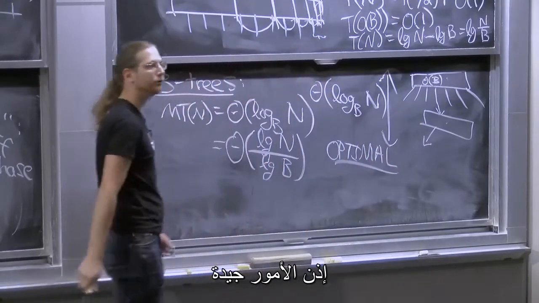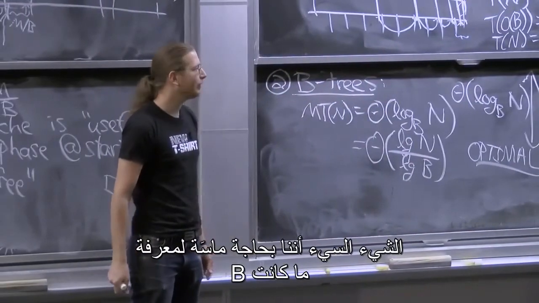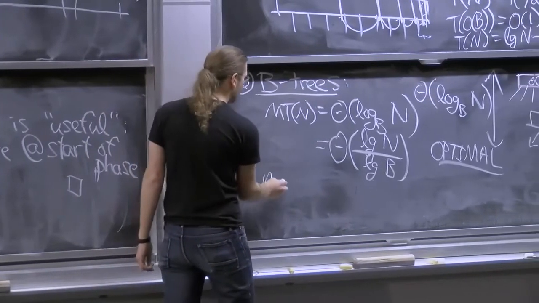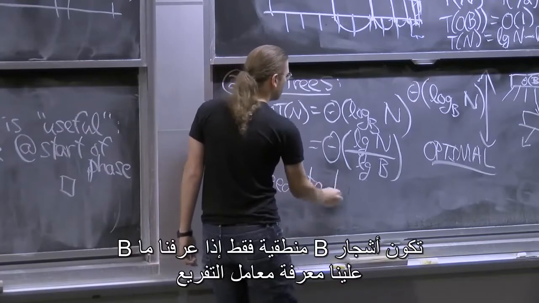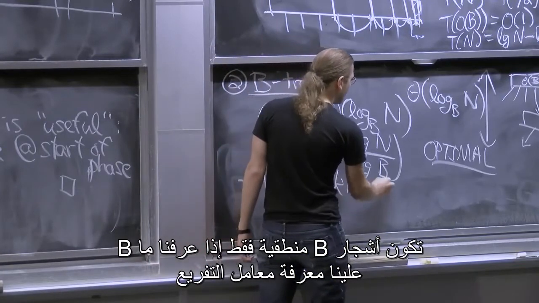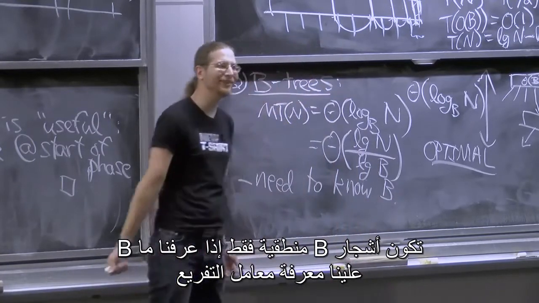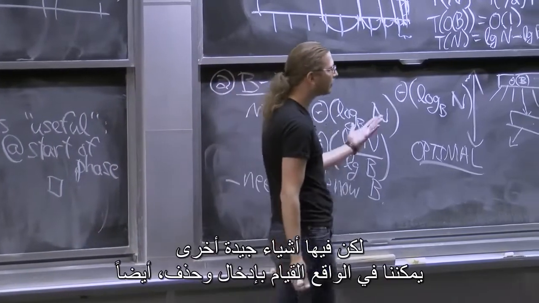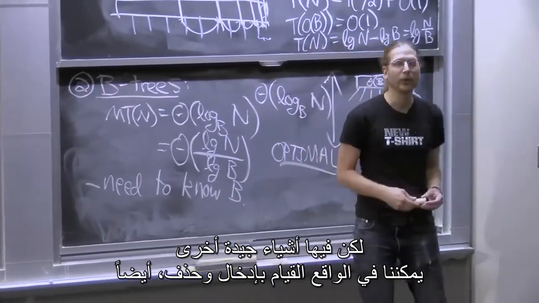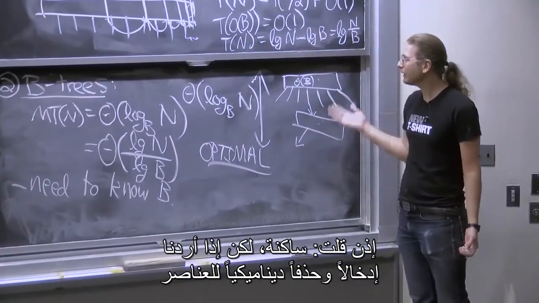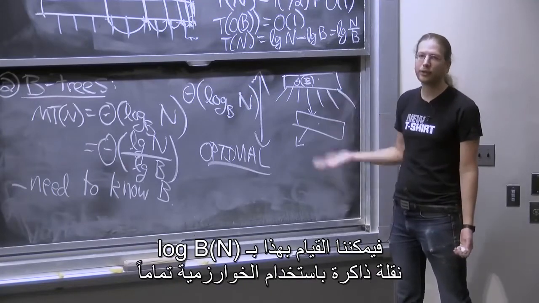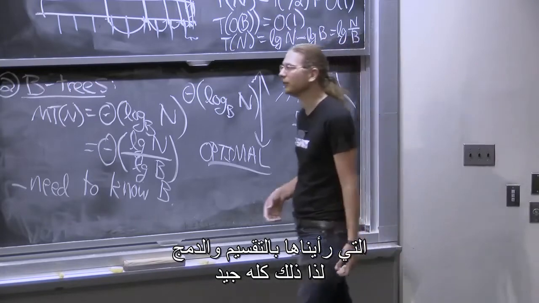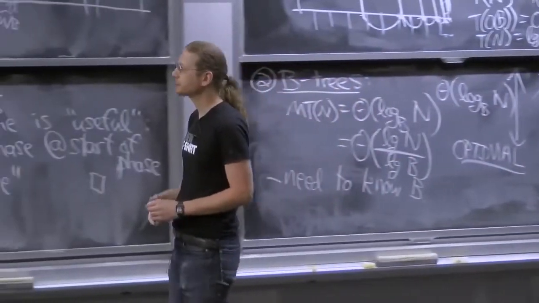So good news. Bad news is we kind of critically needed to know what B was. B trees really only make sense if you know what B is. You need to know the branching factor. So this is not a cache oblivious data structure. But it has other nice things. We can actually do inserts and deletes as well. So I said static, but if you want dynamic insert and deleting elements, you can also do those in log base B of n memory transfers using exactly the algorithms you've seen with splits and merges. So all that's good.